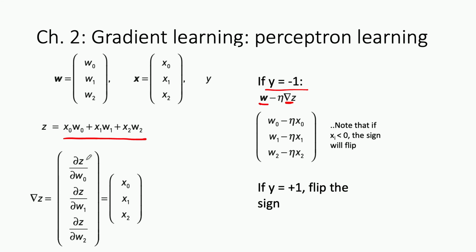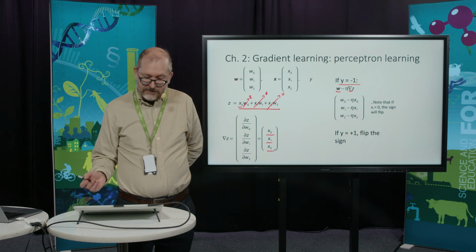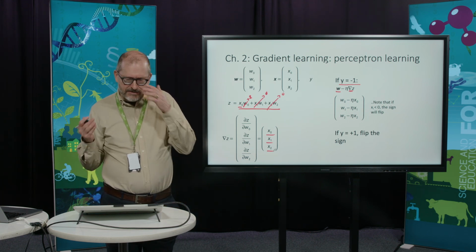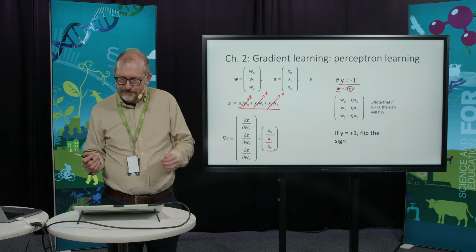So what is this first term, partial z partial w0? Well, it just means we're going to hold everything else constant. So w1 is constant, so that becomes 0. w2 is constant, that becomes 0. w0 becomes unity, and so all that's left is x0, right? So partial z partial w0 is just x0. Partial z partial w1 is just x1. Partial z partial w2 is just x2, right? So as simple as that, the gradient is just the x vector, right?